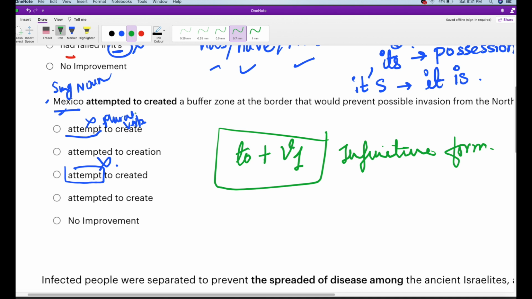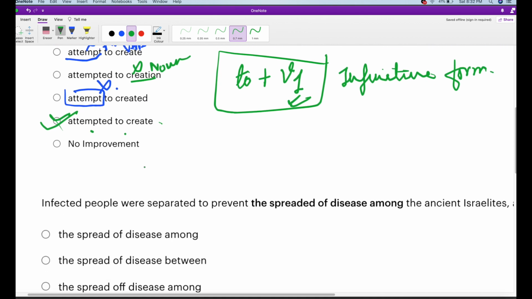Okay, so here, "attempted to create". "Created" is wrong. Attempted to create, so option D is your answer. Creation is a noun, but you need a verb, and also in its first form, so B is incorrect. Now let's move to the next question.